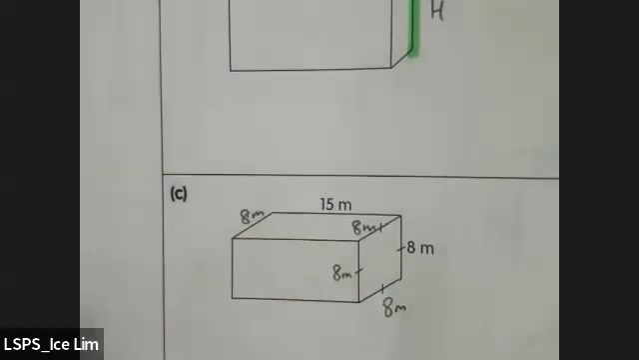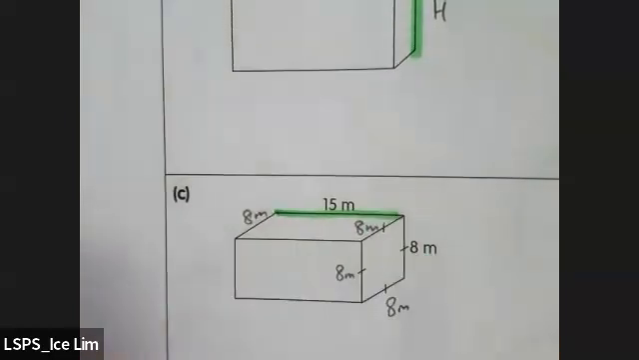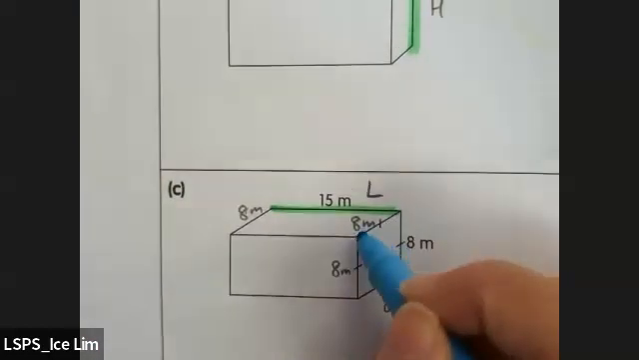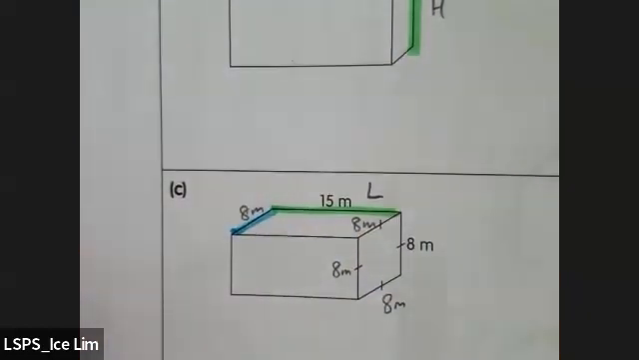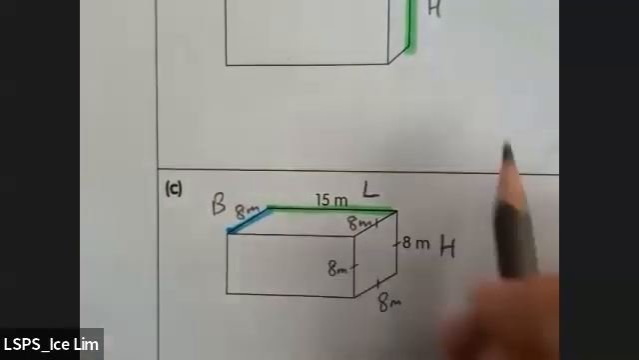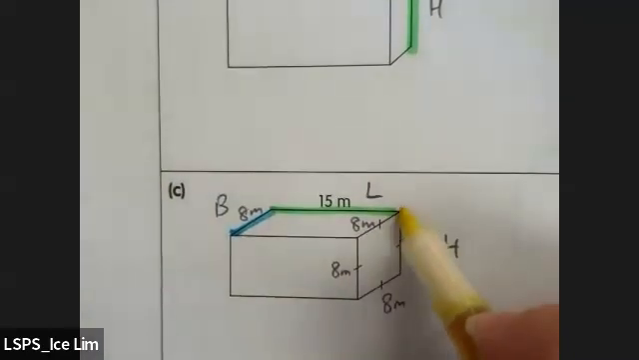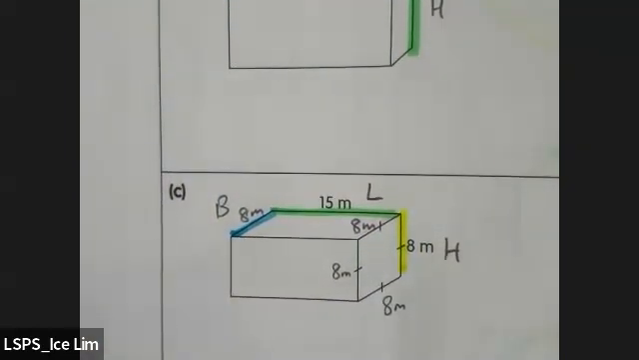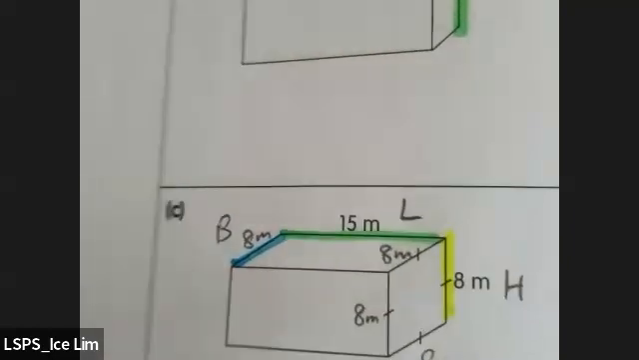Meaning the length is 15. How wide it is, the width, 8. That's the breadth, how wide, and the height is also 8. How tall it is. Is this okay? Sounds cool? Okay, then let's flip on to the next page.